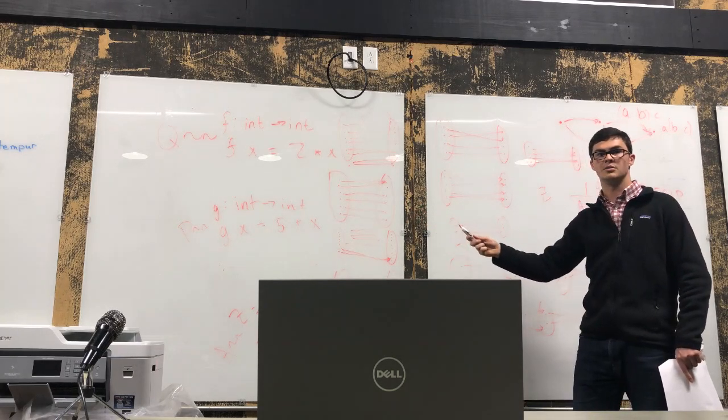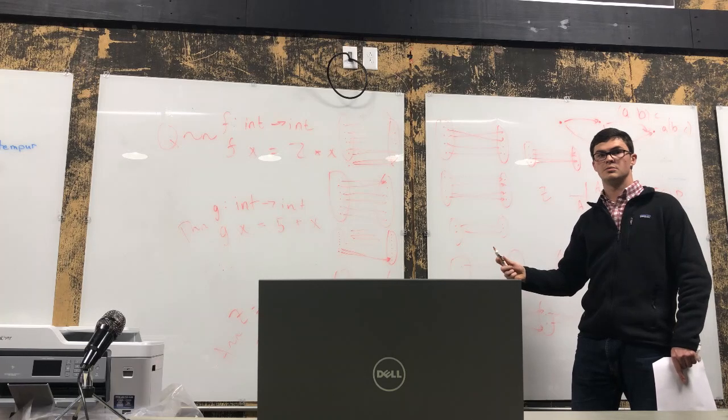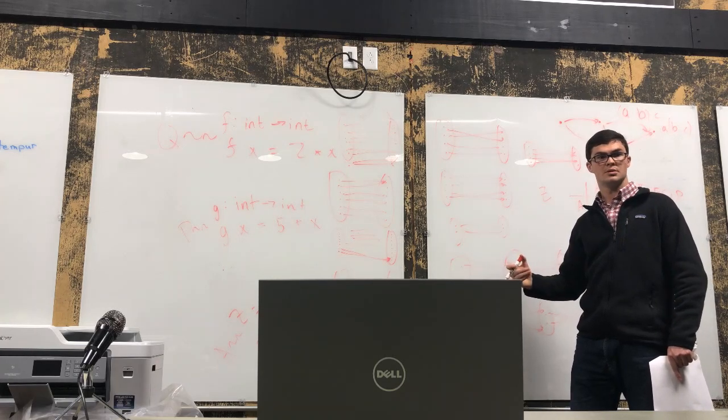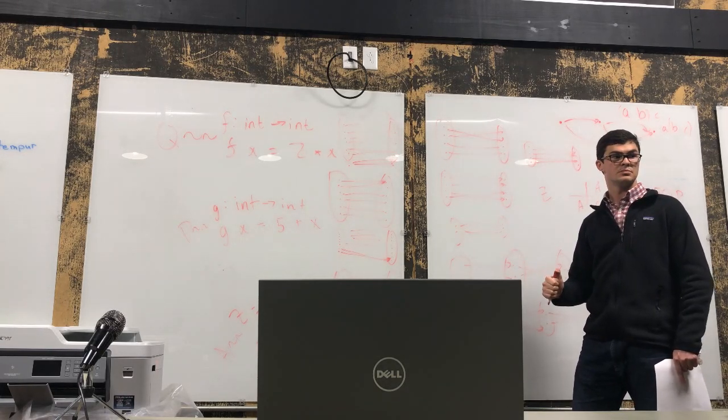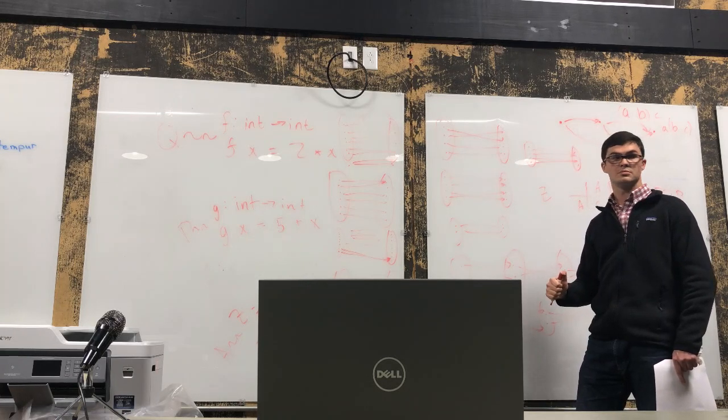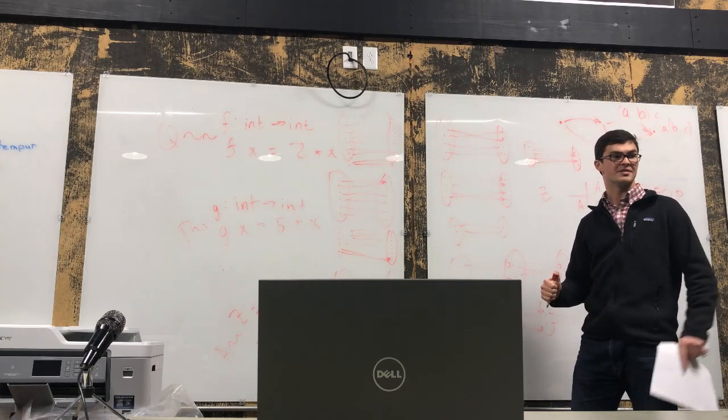How would you draw it? Q to the right of P? Wait. Yeah, I'm lost now. You guys have an answer?